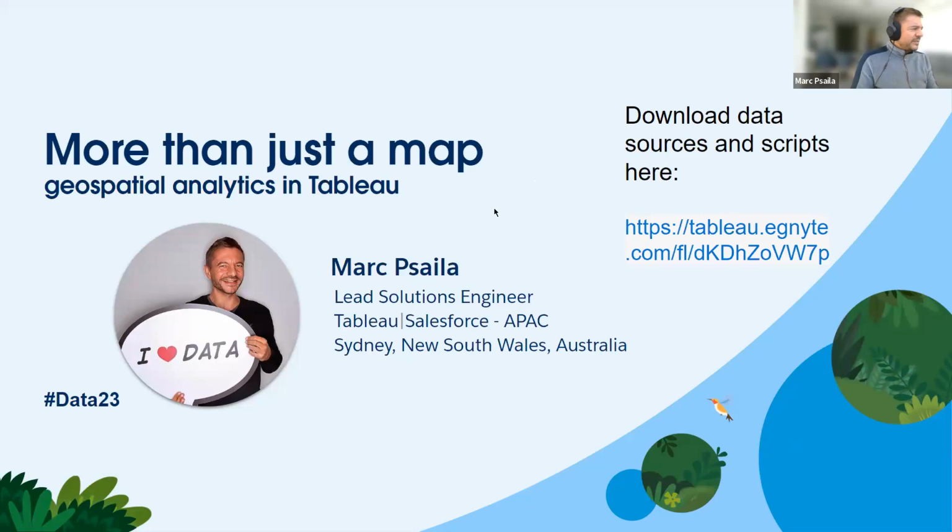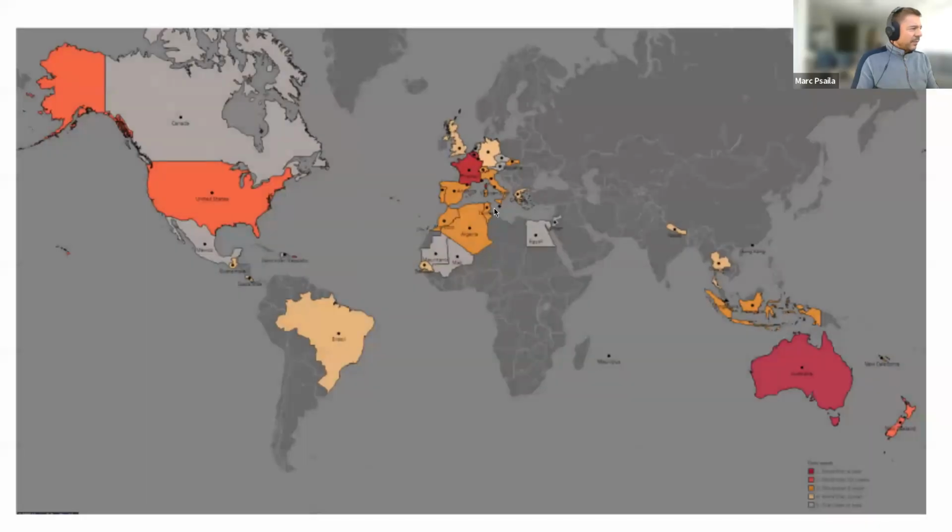So I'll start by introducing myself quickly. As you can see, I'm based in Australia, but my accent sounds French. It's because I'm originally from France. And because the session is all about maps, I created this little viz. It was one of the first vizzes I created when I joined Tableau. It was to show the places where I've been for at least a week, and the color is showing how much time I've spent in each location.